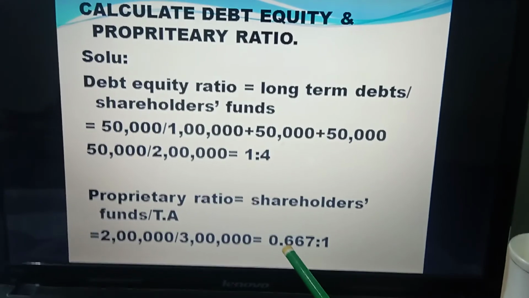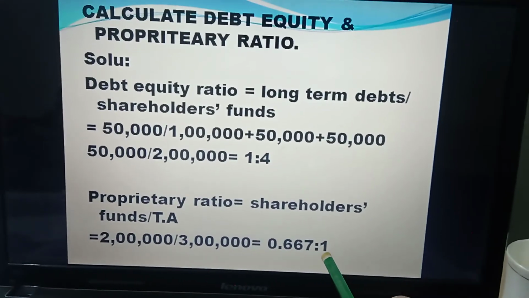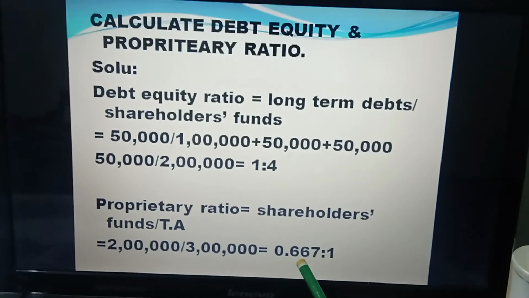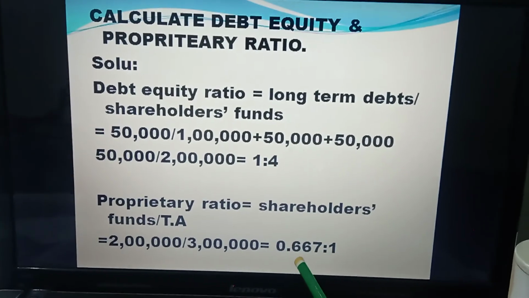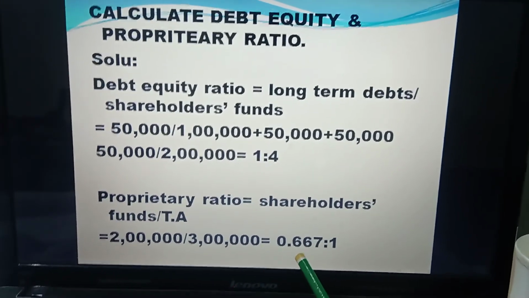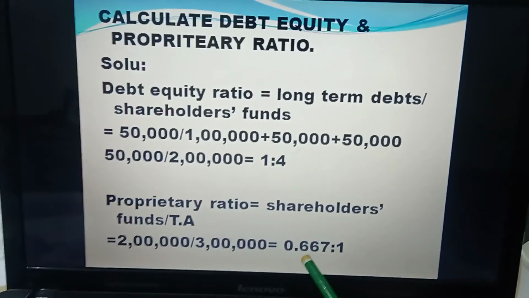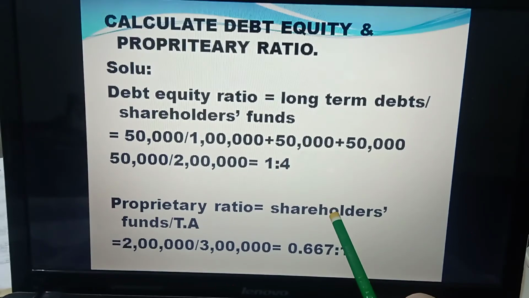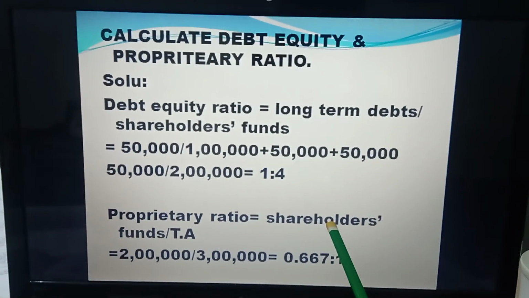Okay, so what is the conclusion? That the total assets are 1 in relation to the shareholders' fund. So the company should focus on shareholders' funds. The company should raise funds through shareholders to improve the efficiency of the company.